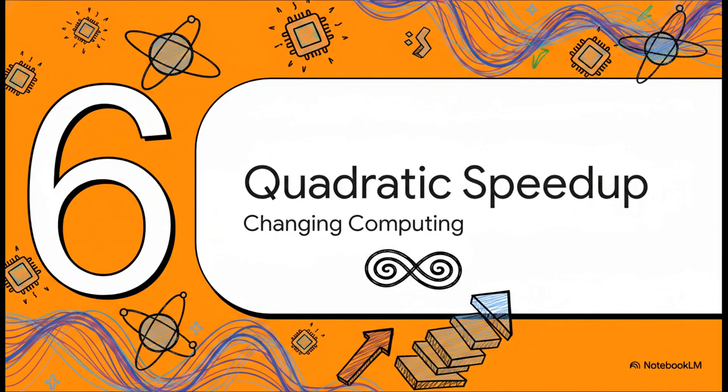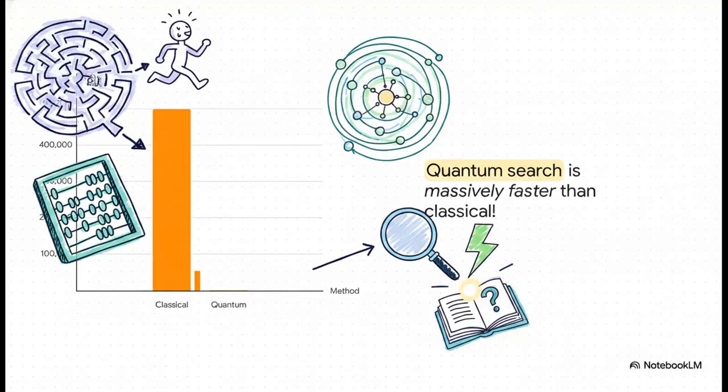Section 6, the quadratic speedup. So why does all this quantum rotation and wave interference actually matter? Why does it change the computing world? Just look at the massive disparity on this chart. If you've got a database of 1 million items, your standard classical computer needs roughly 500,000 steps on average to find a specific entry. Grover's algorithm, leveraging that order of square root of N scaling, takes about 1,000 steps. Let that sink in. 500,000 versus 1,000.